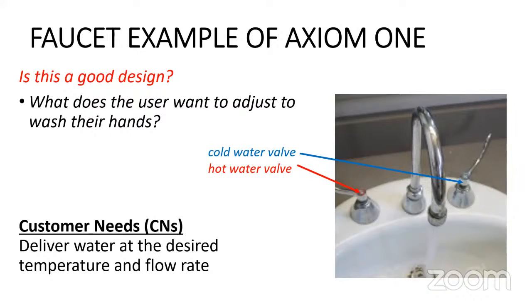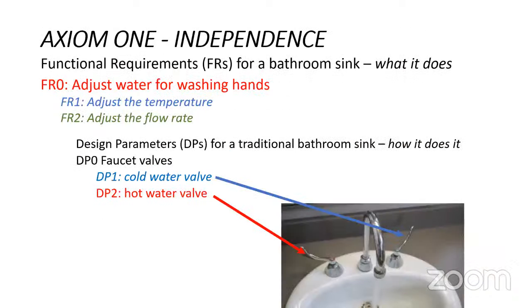But all right, to find out if this is a good design, what would we do? Adjust the temperature and adjust the flow rate. So we said we wanted water at the right temperature and the right flow rate. If we're thinking about the customer, what does the customer want? Temperature, flow rate. How do I adjust it? Okay, cold water valve and hot water valve.